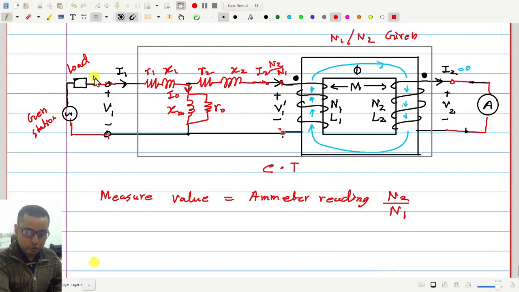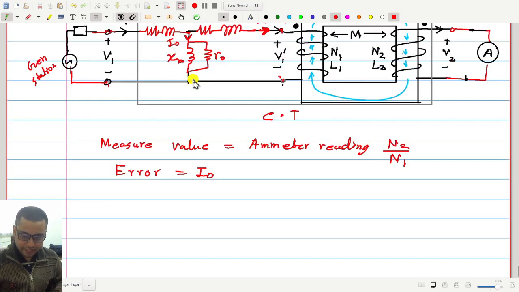But this is not the true value here. This is the estimated value, which in this circuit is actually the current here. So we are actually measuring this current, but we want to measure this current. Are they equal? No. What is the difference? The difference is this current I0, the amount that is bypassed through this parallel impedance. So this is the measured value, and the error is I0 according to this notation. Now let us find out the magnitude error and the phase angle error.